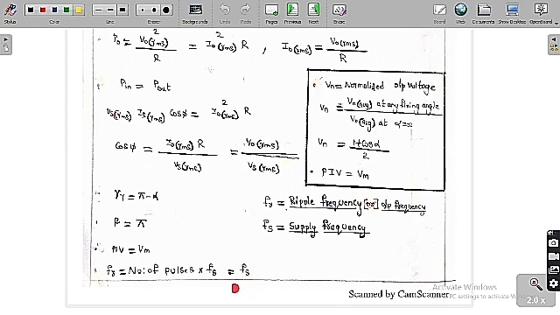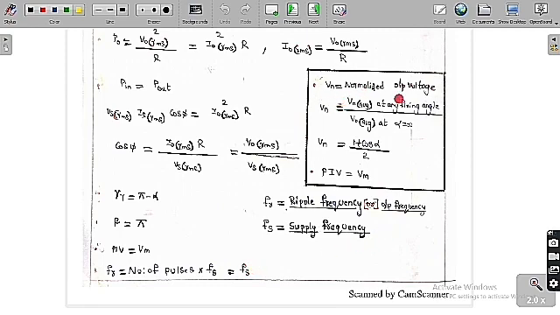So we can say Fr is equal to Fs in this case. Simply, Fr is called the ripple frequency or the output frequency, whereas Fs is called the supply frequency. Also, ripple frequency is equal to the number of pulses times the supply frequency. As there is only one pulse in this case, 1 times Fs is Fs.